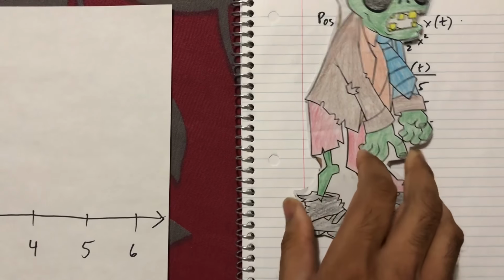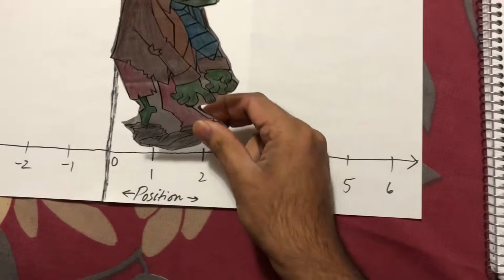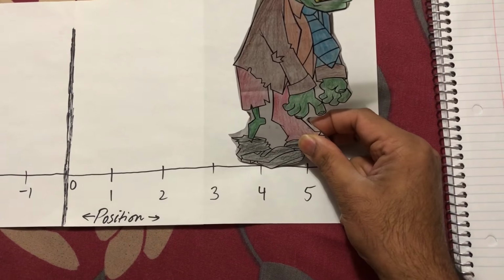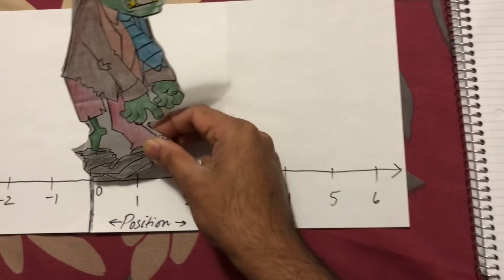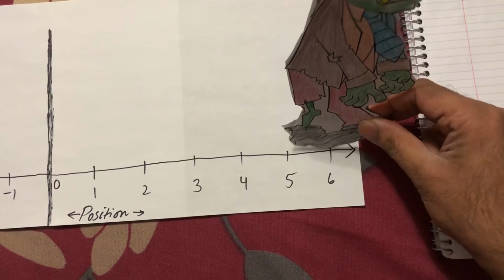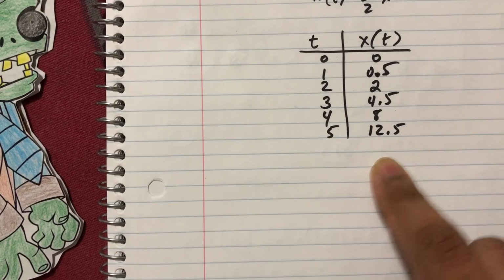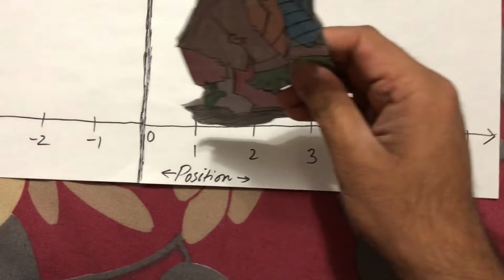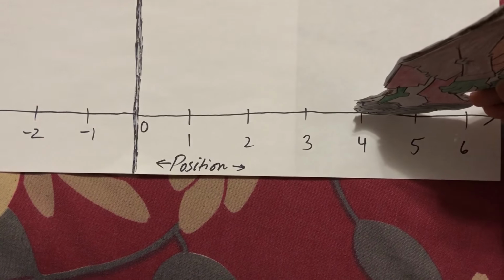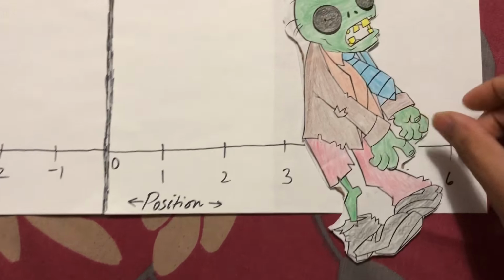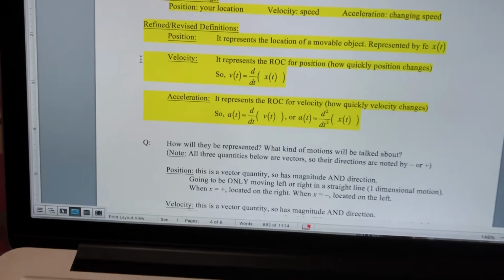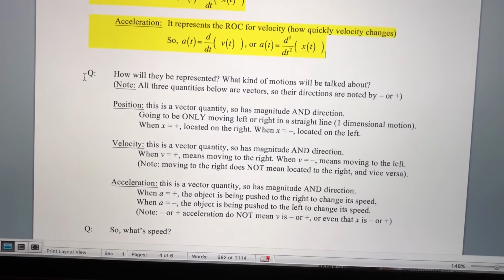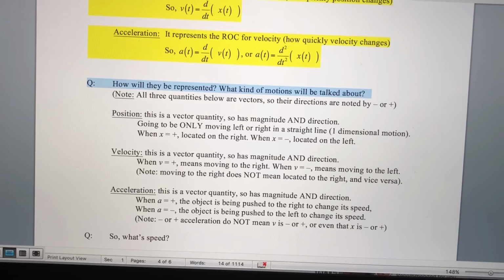Just looking at these numbers, the zombie is still moving in a straight path, but went from 0 to 0.5 to 2 to 4.5. That movement kept on changing, kept on getting faster and faster, more and more distance traveled every second, but the zombie was still moving on one straight path and was moving forward. So that's somewhat what this means over here. The yellow represents everything that's been talked about before in part 1.